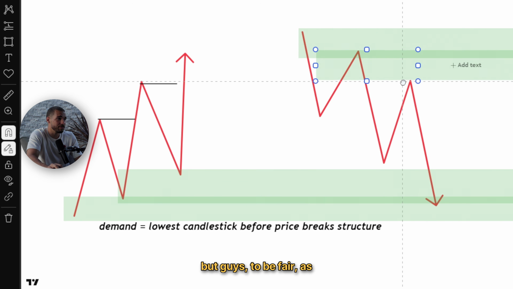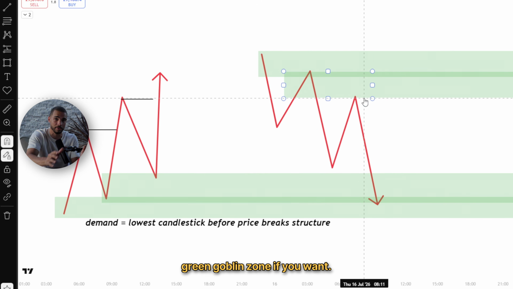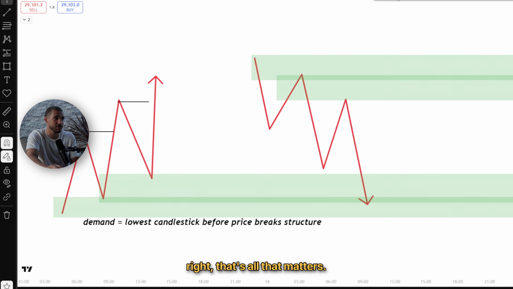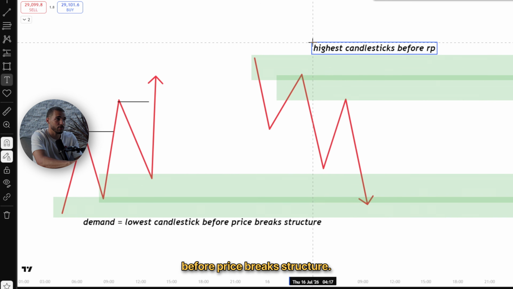We need to sell it off. That's a very easy way to put it. But guys, to be fair, as long as you draw them right, it really doesn't matter what you call them. You could call them the green goblin zone if you want. As long as you draw them right, that's all that matters. And all these are going to be are the highest candlesticks before price breaks structure.